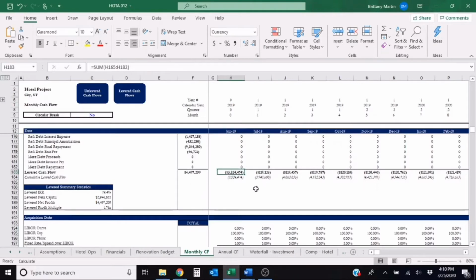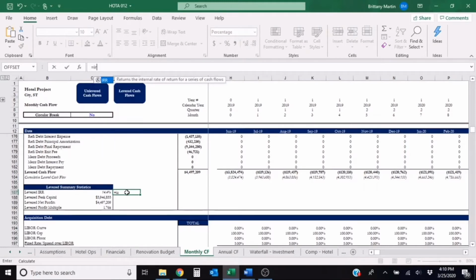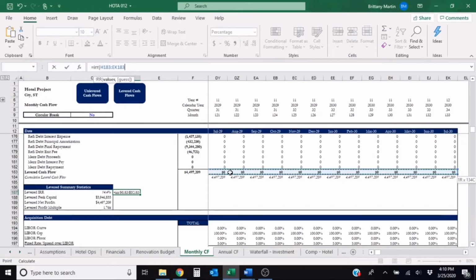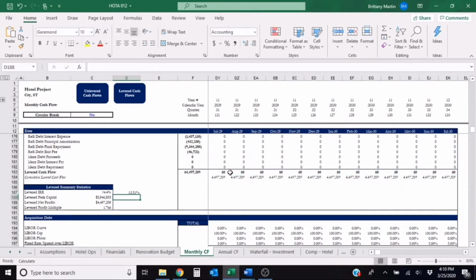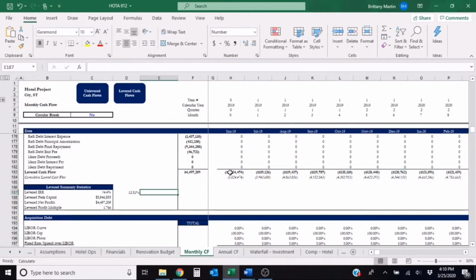In the levered cash flows, the negatives are showing contributions while the positives are showing distributions. You can alternatively calculate this by using the IRR formula. So let's show you that. If I type in IRR here, all I need to do is select the cash flows, multiply it by 12, and I get a 13.51.